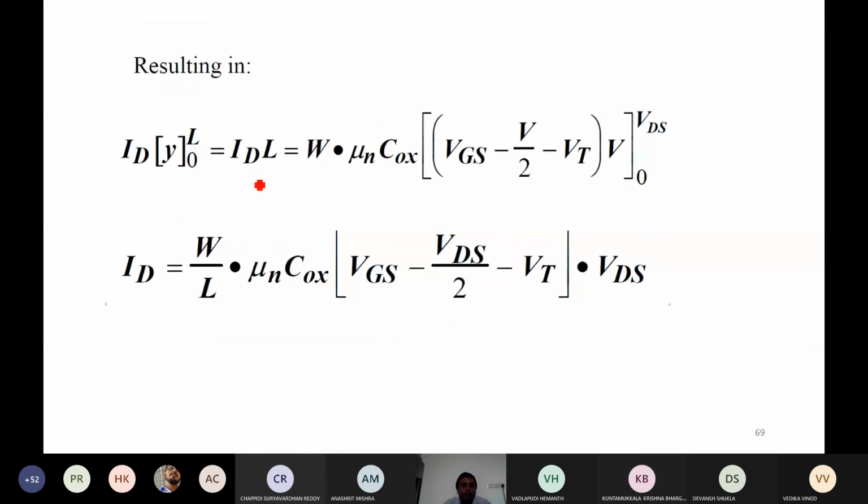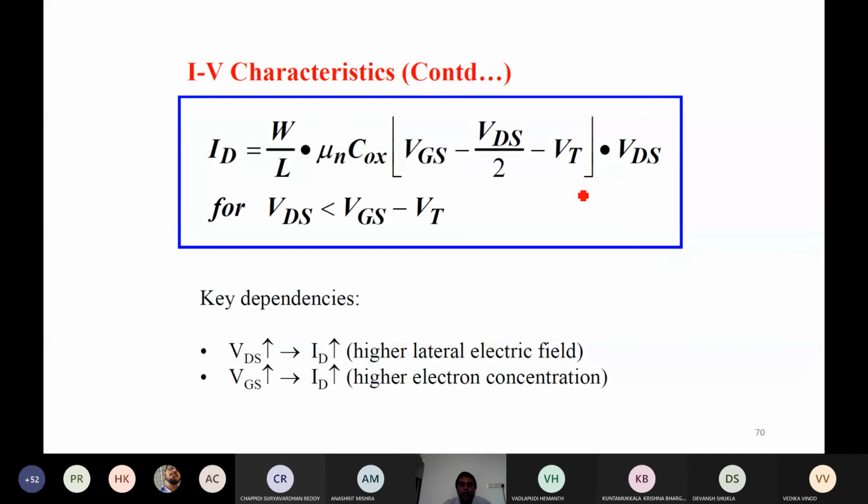So ID L, L is taken to the right side, so ID is equal to W by L mu n COX (VGS minus Vt minus VDS by 2) into VDS. So simply this is the equation for the linear region. VGS minus Vt, the whole term, is multiplied with VDS, and this is VDS square by 2. If we take VDS inside, then it becomes VDS square by 2, and this one and this one taken together give VGS minus Vt into VDS.